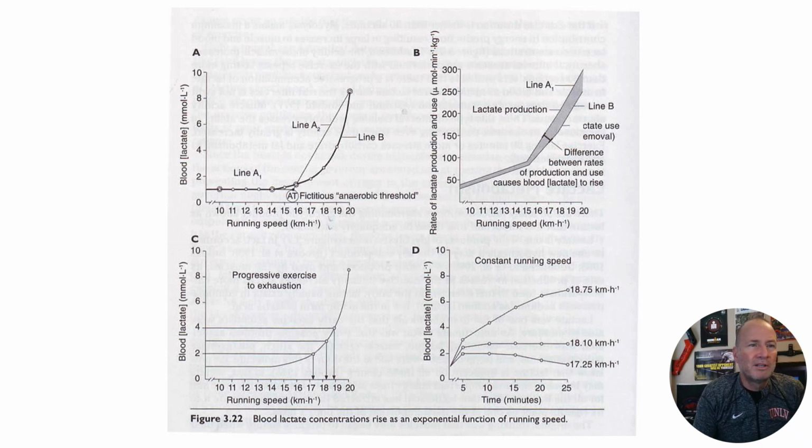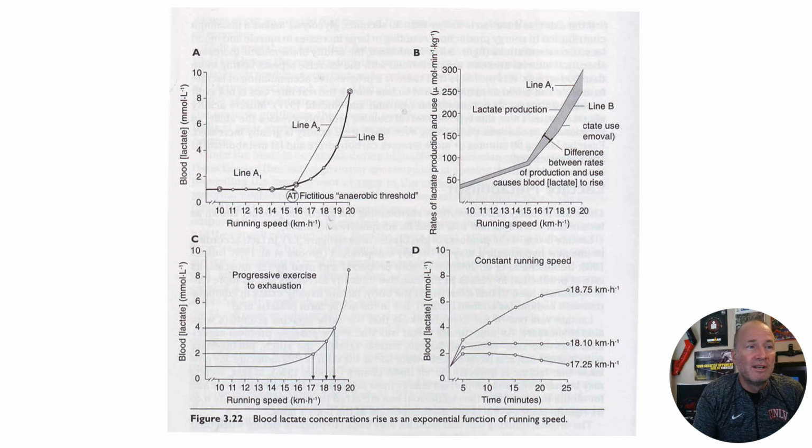But OBLA is a little different concept, but it's still trying to get a sense of how active the anaerobic system is. This is an interesting plot. This is different than these three right here, in that the x-axis is a longer period of time, and this is blood lactate. This is just some test at 18.75 kilometers per hour, 18 or 17 and a quarter kilometers per hour. So this is a slower run, this is a faster run. And they just did blood lactate measures throughout the 25-minute run.